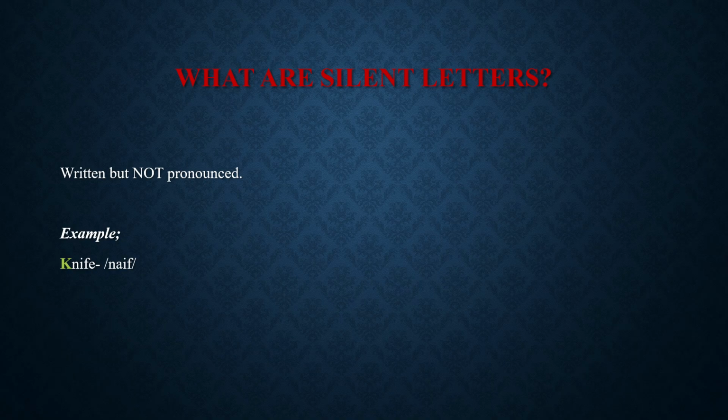So from the examples that we've just read a few minutes ago, you notice that from the words there are some letters that are not pronounced. These letters are the ones that we call silent letters. They are written but not pronounced. For example, in this word knife, you can see K, which is coming first, is not pronounced. So when you pronounce this word, you are going to pronounce it the way I have put it in the double slashes.